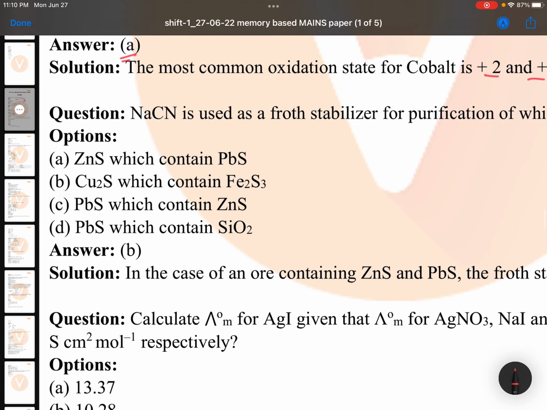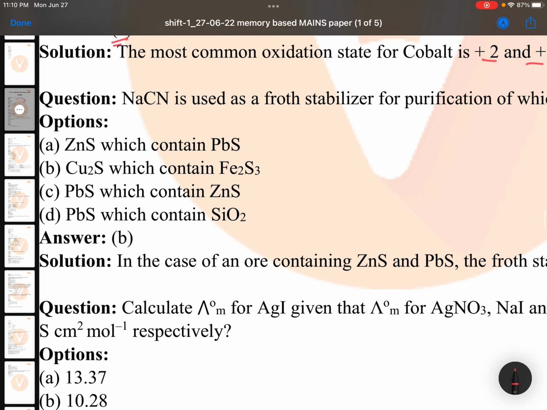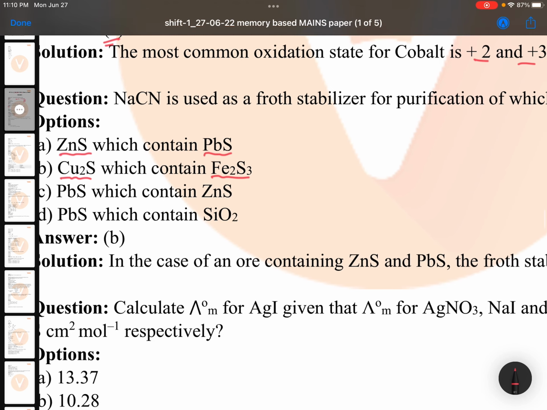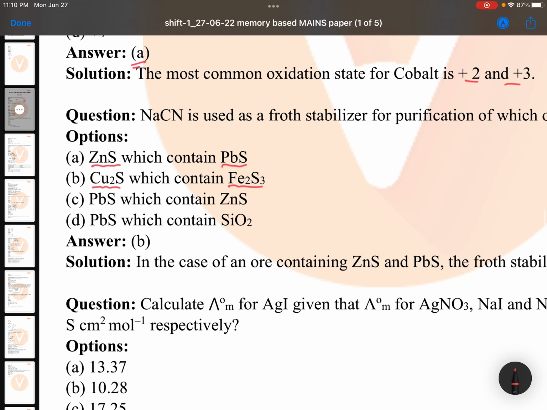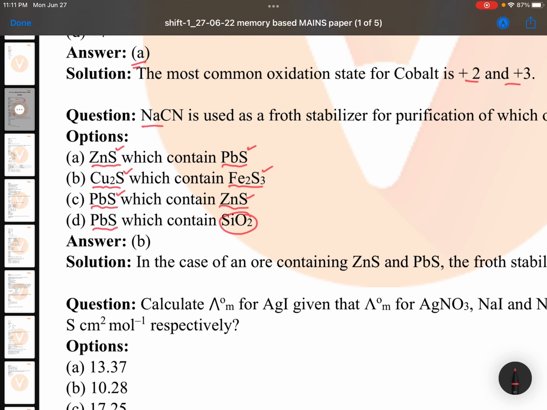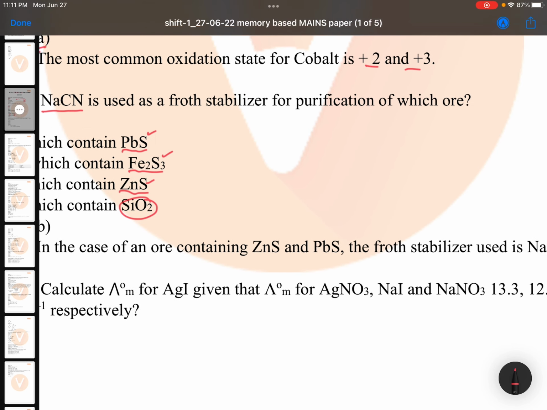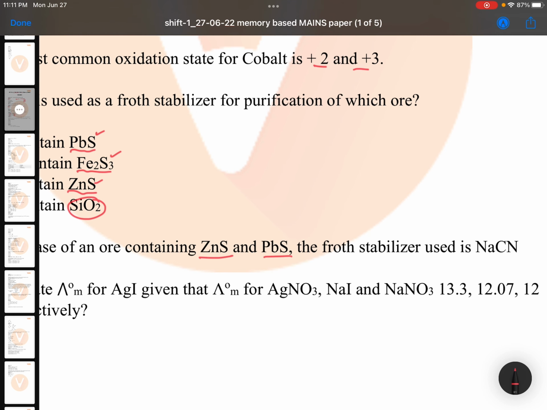Sodium cyanide is used as froth stabilizer for purification of which ore? See, generally when options like Cu2S, Fe2S3, ZnS, PbS are there, both are sulfides here. When both are sulfides, there is a possibility of both forming froth. So sodium cyanide is used as a depressant actually. Depressant means it allows only one compound, not two compounds. Generally this is used for zinc sulfide and PbS.